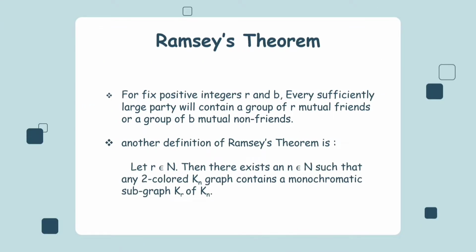Definitions of Ramsey's theorem. The basic definition can be given as: for fixed positive integers r and b, every sufficiently large party will contain a group of r mutual friends or a group of b mutual non-friends. An alternative definition of Ramsey's theorem is: let r belong to N, then there exists an n belonging to N such that any two-colored complete graph Kn contains a monochromatic subgraph Kr of Kn.